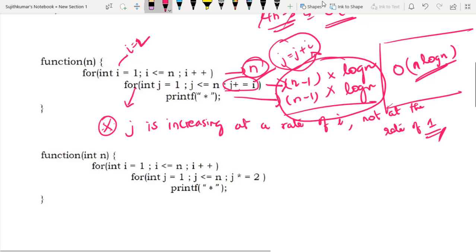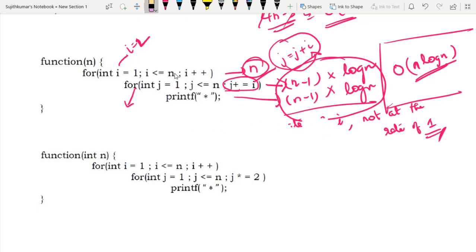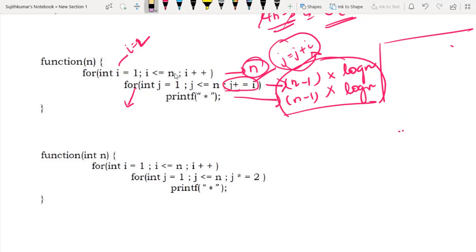So let me erase the stuff. Okay. I think the space would be enough.